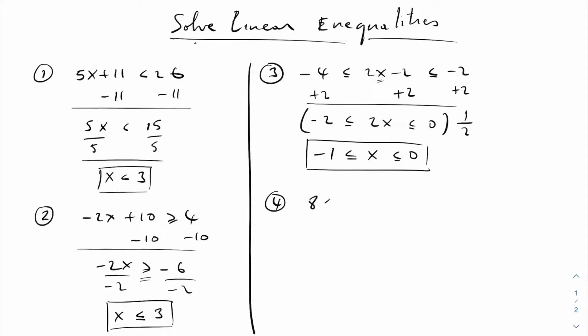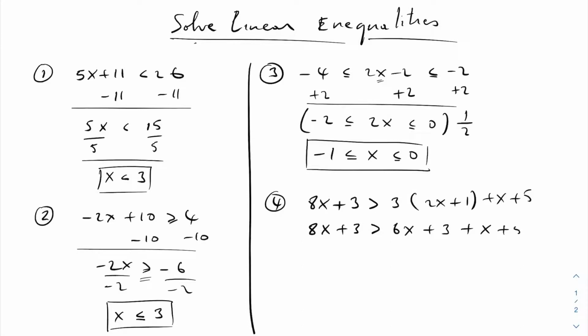So this one is going to be 8x plus 3 bigger than 3 in parentheses 2x plus 1 plus x plus 5, right? So whenever you have something like this with all the variables everywhere, the first thing to do here, of course, is to remove the parentheses, right? i.e. free the variable x so that it's free to move from left to right. So we're going to have here 8x plus 3 bigger than 3 times 2x is going to be 6x, and then 3 times 1 is going to be 3, plus x plus 5.